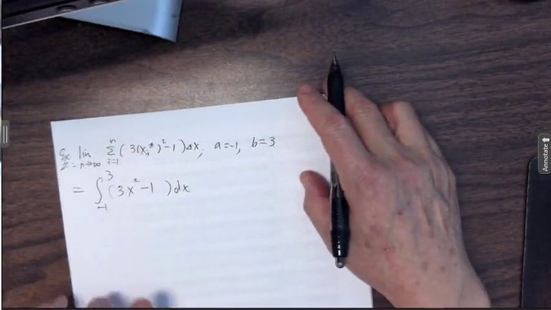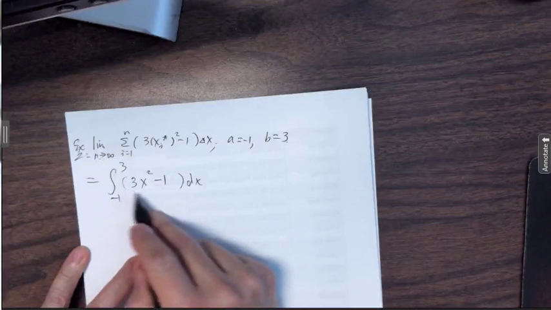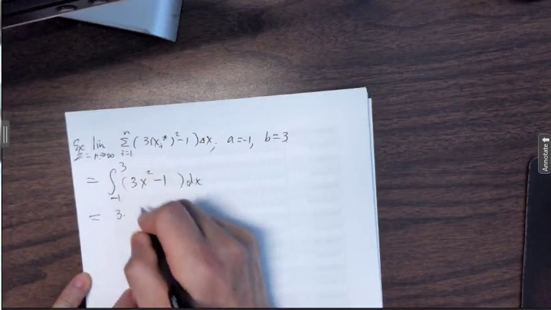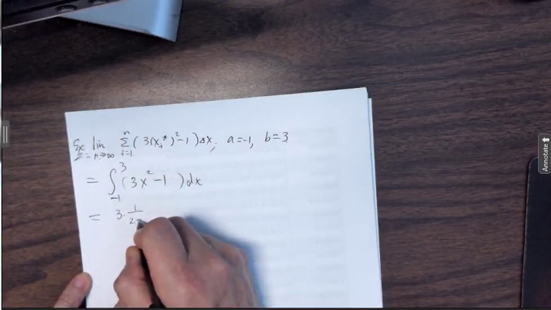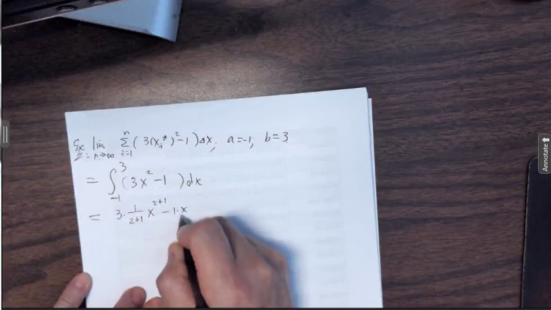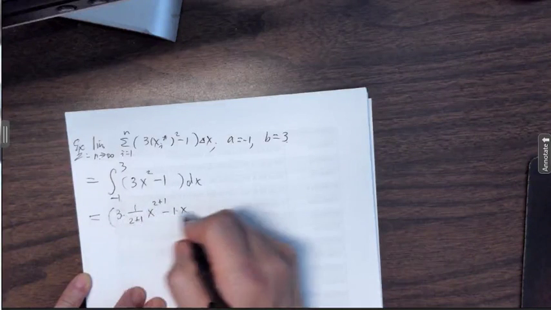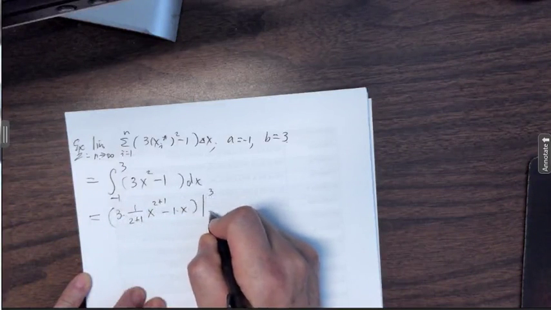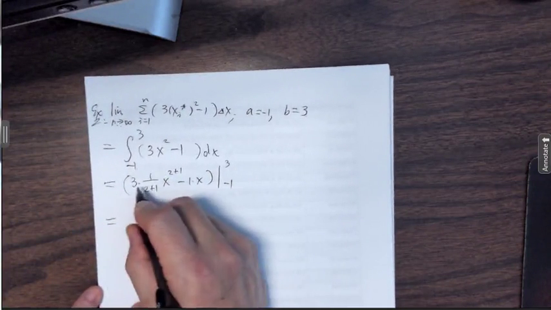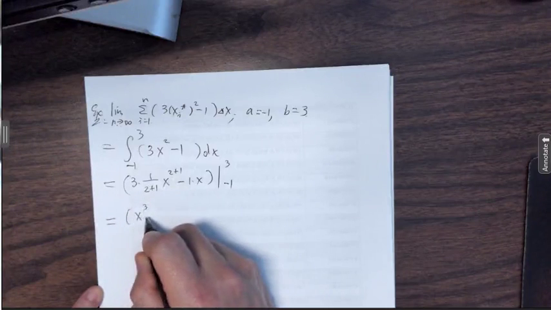Alright, next we evaluate this rather simple integral. We're going to find the antiderivative first. Copy down the 3. The integral of x squared is 1 over 2 plus 1, x to the 2 plus 1. The integral of 1 is 1 times x. I applied the integral of power formula and the integral of a constant formula here. And there's a 3, there's a -1. Let's simplify. The 3 cancels out. This is x to the third power minus x.